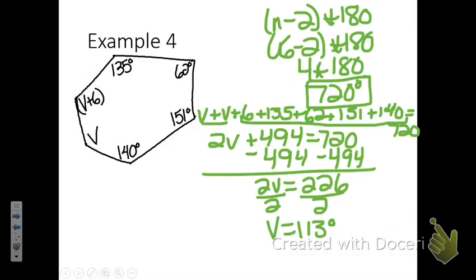Yeah, plug it in. So V obviously is just going to be 113. What would my V plus 6 angle be? 119. Good.